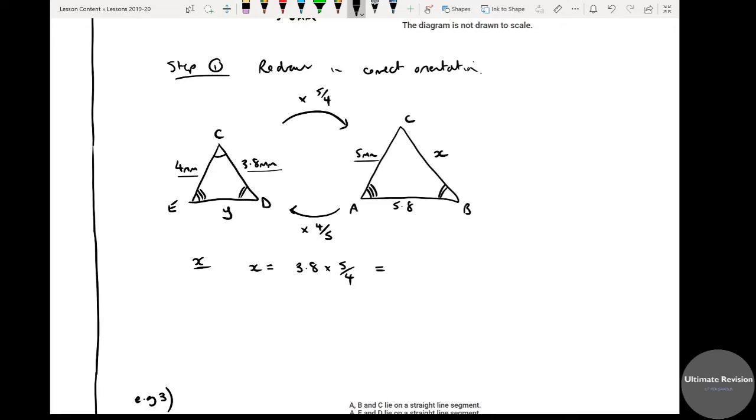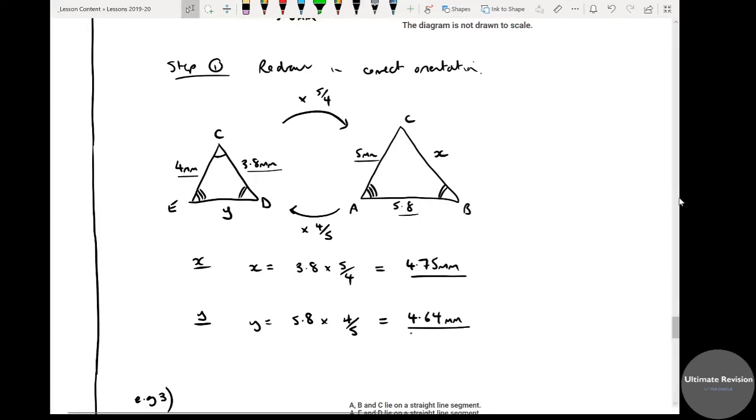and then I'll get my calculator out, because this would probably be a calculator question. That will equal 4.75 millimeters. And then to get Y, I would do the other way. So this time it's Y equals 5.8 times, follow the arrows, 4/5. 5.8 times 4/5, which in this case is 4.64 millimeters. And there are your two answers.